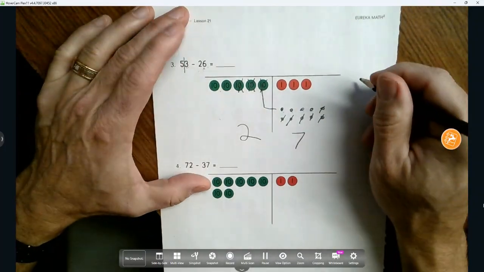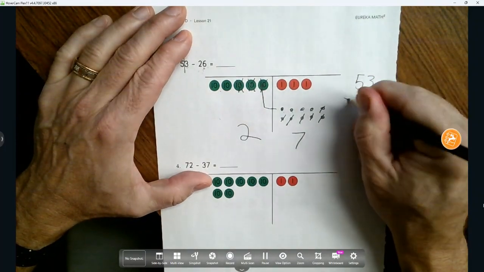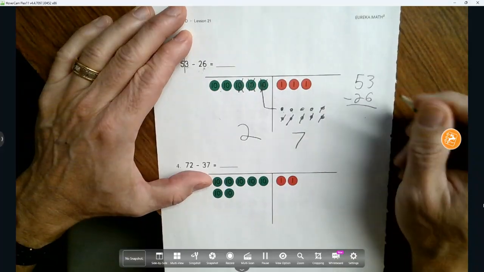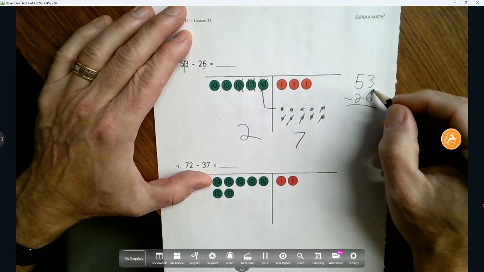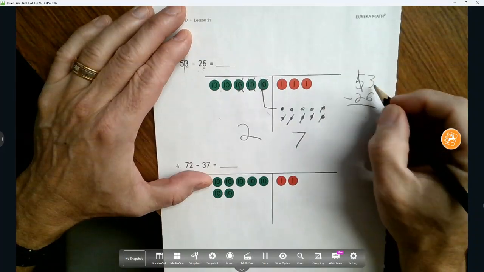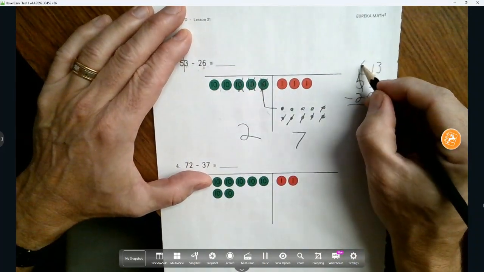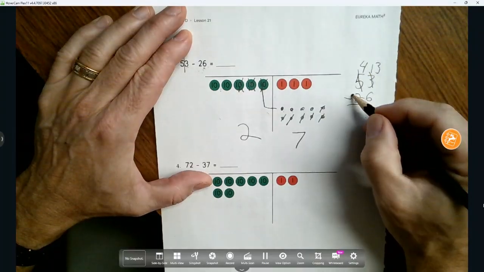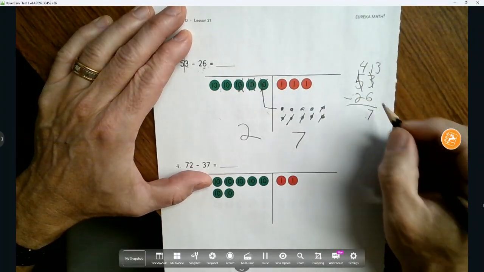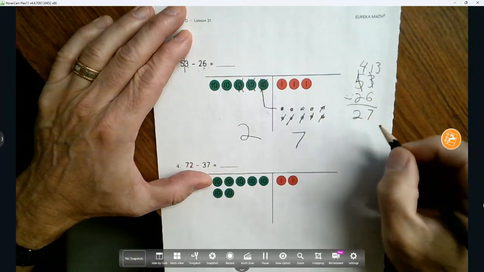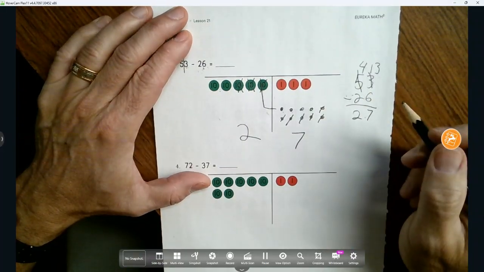Again, parents, real quick, if you're with me, 53 minus 26. So we can't subtract here. So we take a 10 just like we did here. So now that's 13, and we only have 1, 2, 3, 4 tens left. We put that 4 there. So 13 minus 6 is 7. And 4 minus 2 is 2. Same answer. So we got it right.